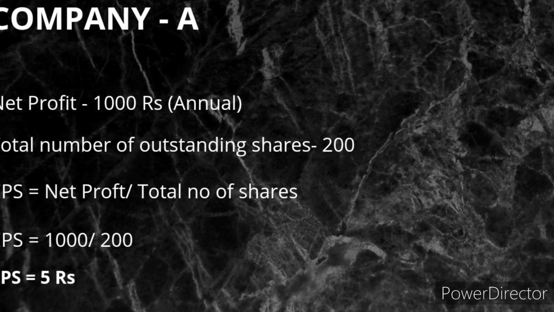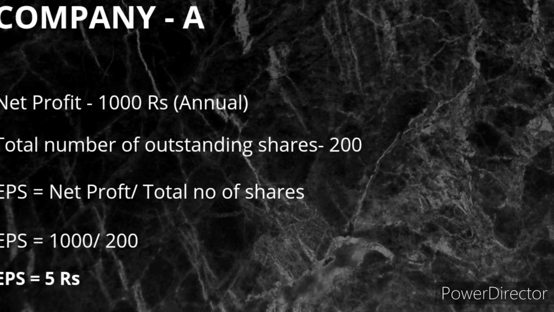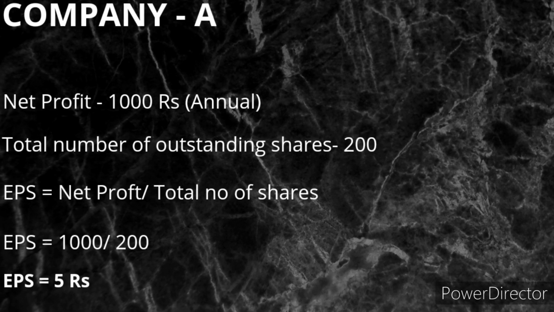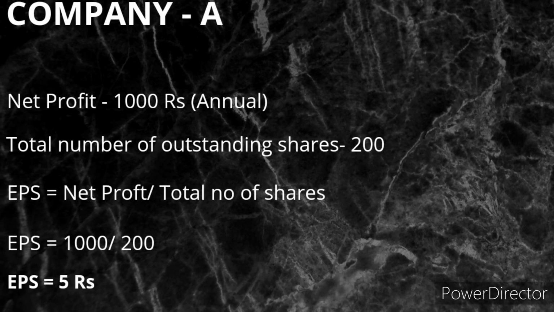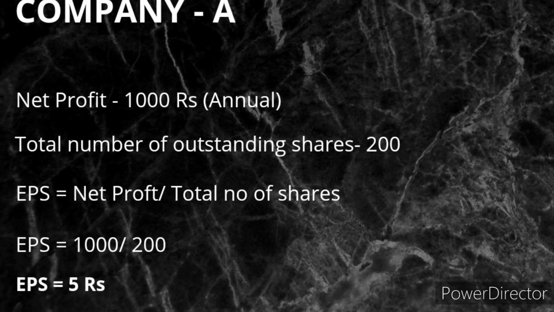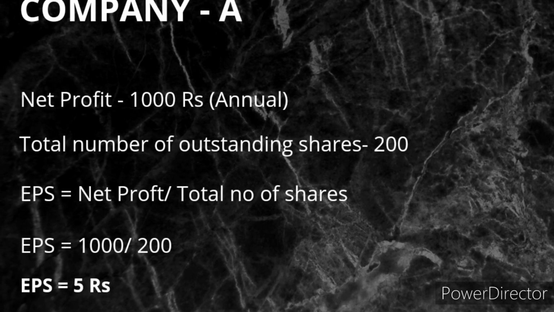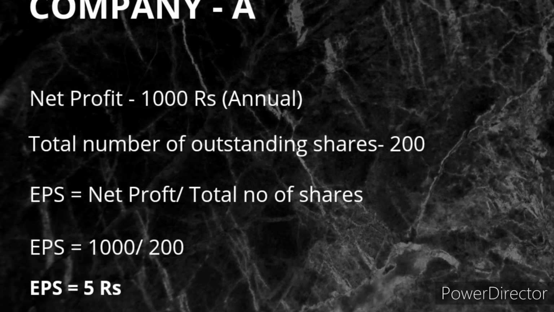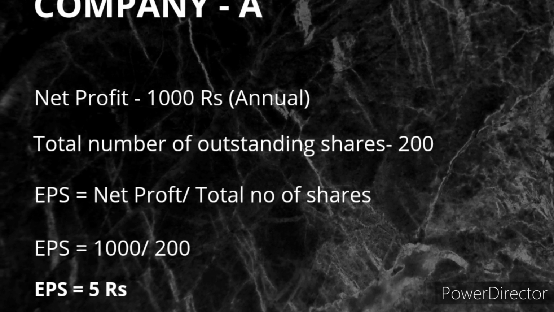Let's calculate this with an example. Let's consider there is a company called A. It has a total of 200 shares and it has a net profit reported of 1000. So if you calculate EPS, it will come to 5 rupees per share, that is 1000 divided by 200, that comes to 5 rupees.